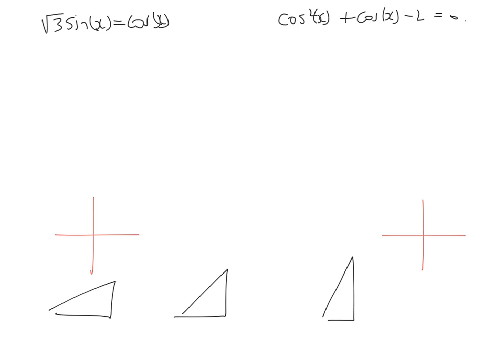Now, we know that sine divided by cos gives us tan. Cos divided by sine gives us 1 over tan, which will still work, but we don't really work with that in maths methods. That's more of a specialist maths kind of thing. So what we're going to do is divide both sides by cos of x.